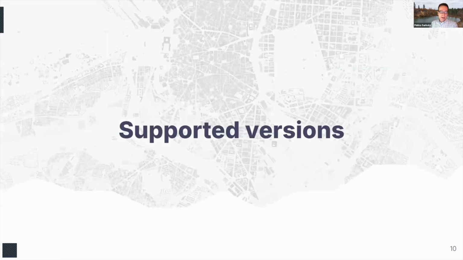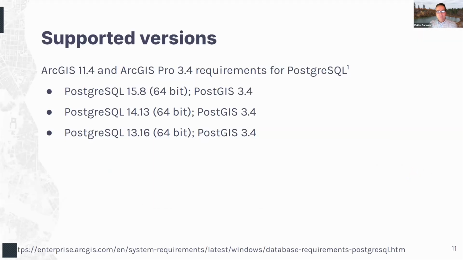Supported versions. Whenever you install software, you have to understand what software versions are supported, especially in the ArcGIS world. So nowadays they support quite recent versions of PostgreSQL, from 13 to 15. PostgreSQL version 16 and the newest one, 17, are not yet supported, but I think they will go a little bit like one year behind the rest of the world or something like that.